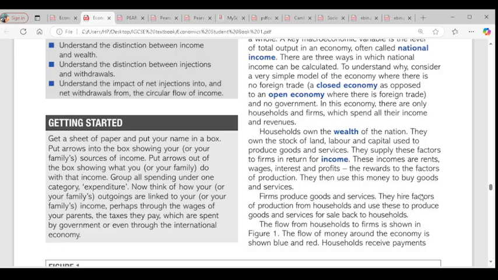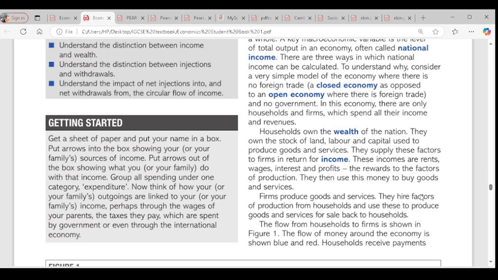I get it. Okay. So here I wrote, a closed economy. This is a simple economy where there is no foreign trade and no government. So this economy only has households and firms. Households own the wealth of the nation. They own the factors of production. They supply these factors to firms in return for income.